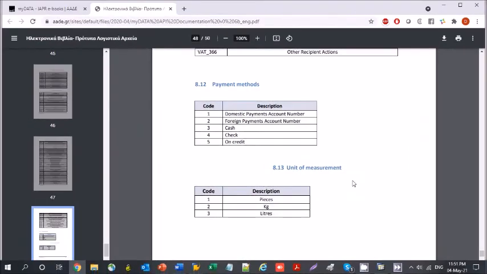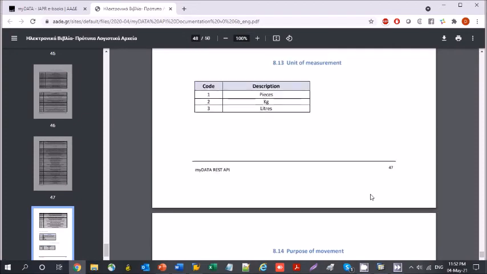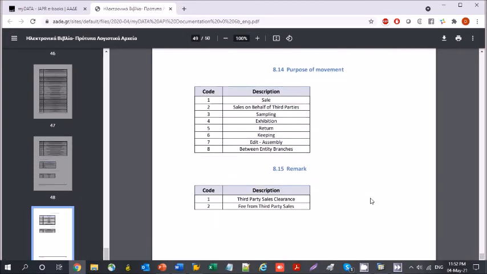There are also some more tables that will be mainly used in the future, such as the payment methods, the units of measurement, the purpose of movements and remarks.